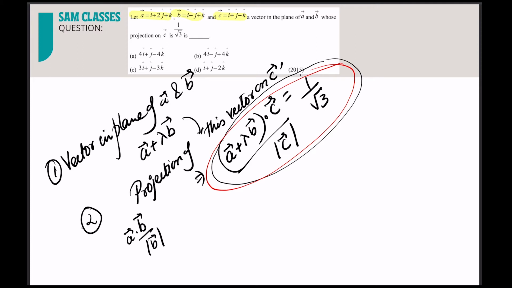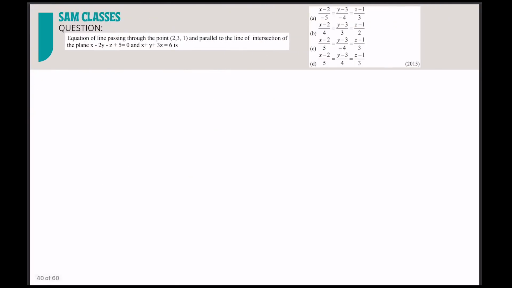What you need to remember is, whenever they say two vectors are there on the same plane and whose projection on a third vector is given, directly you can use the formula: a vector plus lambda times b vector, dot c vector, divided by mod of c vector, is equal to 1 by root 3. How we got it, I already showed you. Now let's see how fast we can solve it.